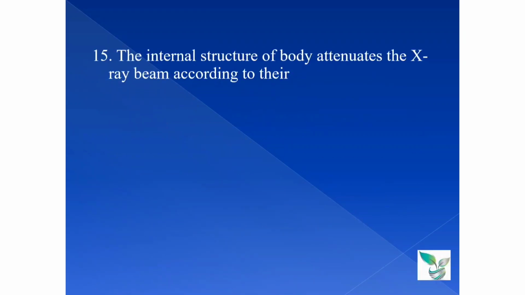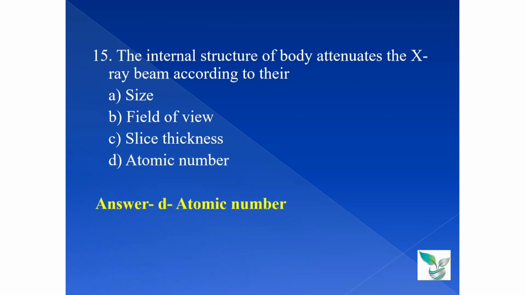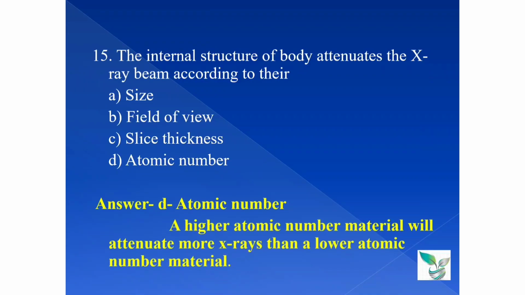Moving on to the next question, question number 15. The internal structure of the body attenuates the X-ray beam according to their: option A, size; option B, field of view; option C, slice thickness; and option D, atomic number. The answer is option D, atomic number. Let's see the explanation. A higher atomic number material will attenuate more X-rays than a low atomic number material. So the basic principle of CT is what?